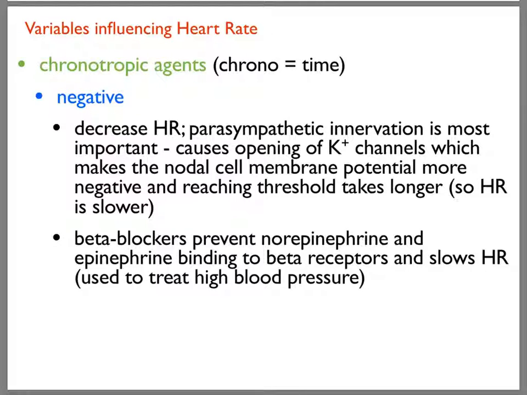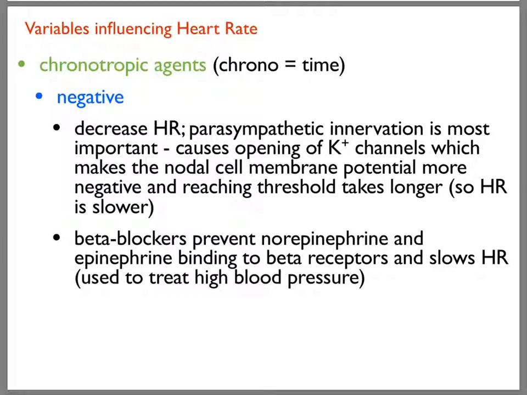However, if we open the potassium channels before that, we're actually going to make the resting membrane potential lower, which means that it will take longer to reach the threshold of the cell. Remember, normally in the nodal cells it went from -60 to -40, where -40 was your threshold. So if we start with a lower resting membrane potential, then it's going to take us longer to get to that -40 because we're starting lower. And so prolonging that reaching threshold part in the nodal cells is going to ultimately make the heart rate slower.